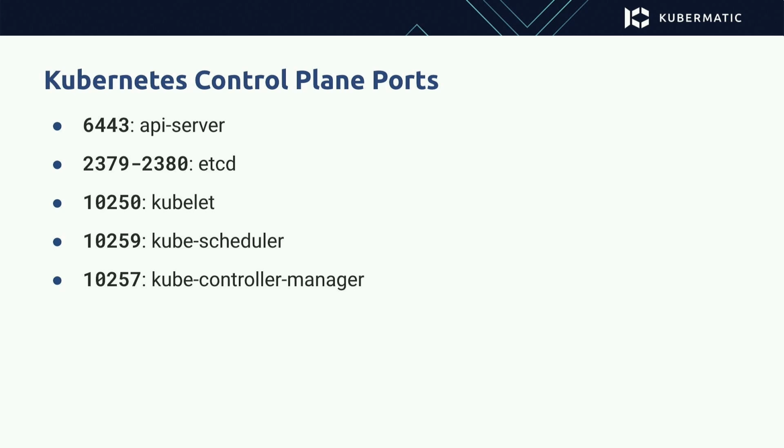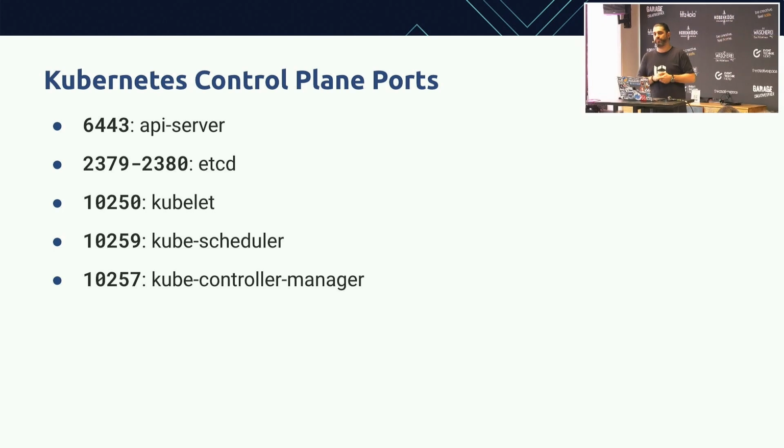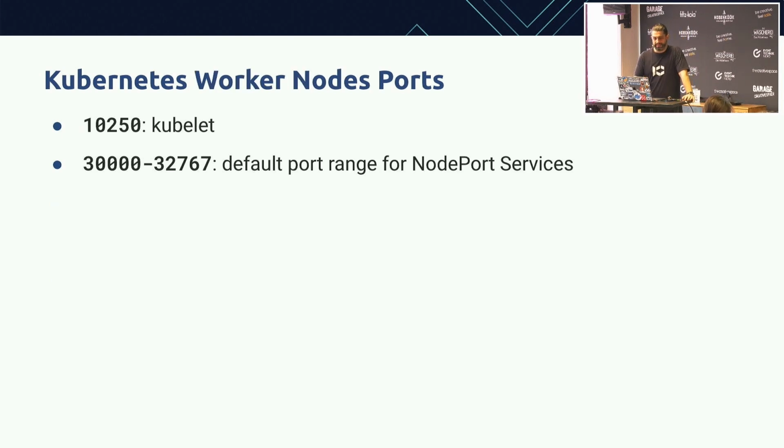These are the default Kubernetes control plane ports for API server, etcd, kubelet, scheduler, and controller manager. Well, at least these should not be open to the whole internet. This should not be public, if that's possible. And these are the known default worker node ports: 10250 for kubelet and 30,000 to 32,767 for the default range of NodePort services. So you should make sure that you have some firewalls around those ports.